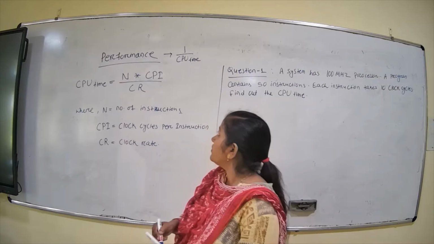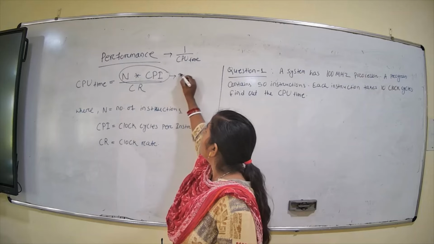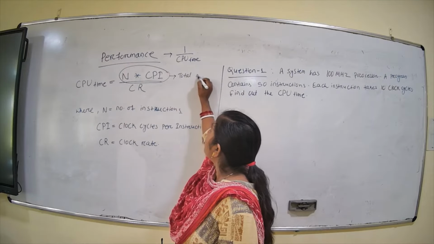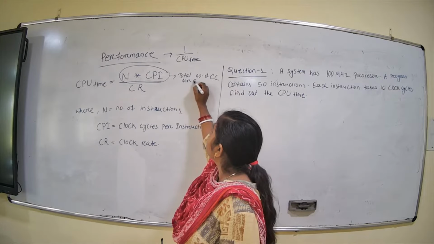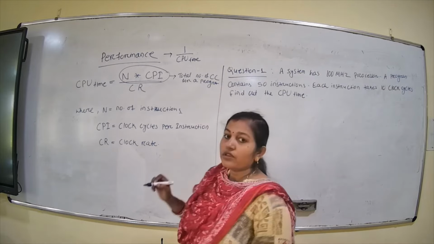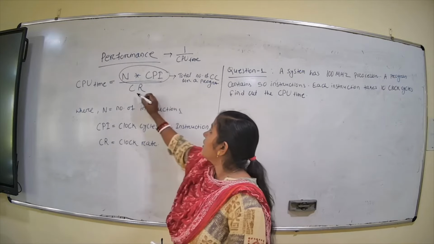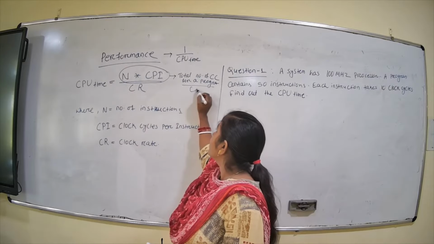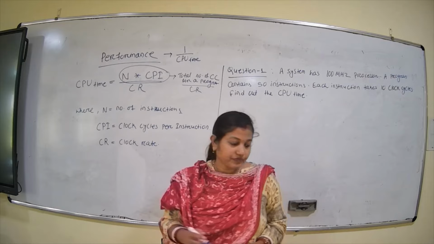N into CPI will give the total number of clock cycles for a program. If you want to convert into seconds, then we just divide by clock rate. Now just take one example here.